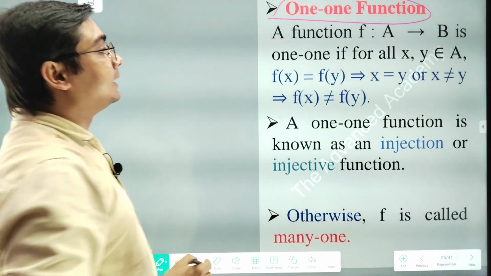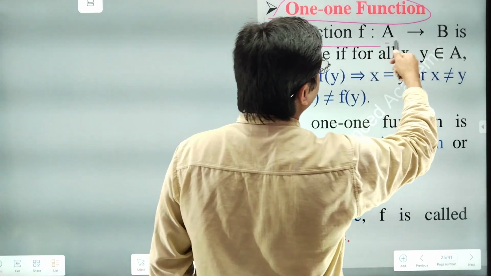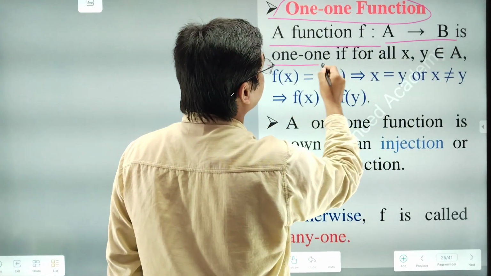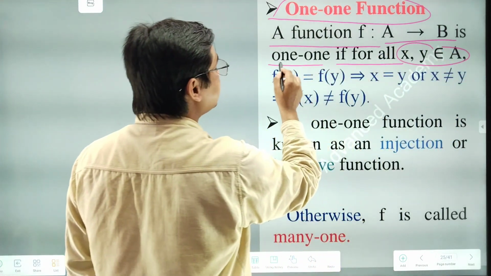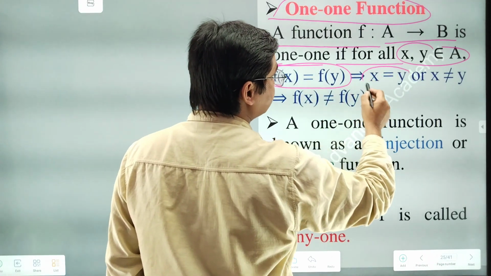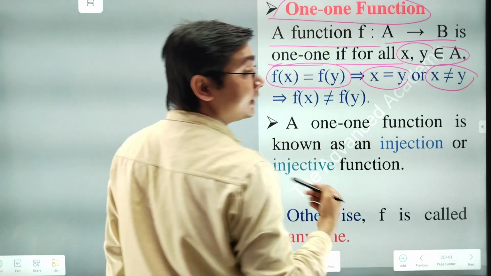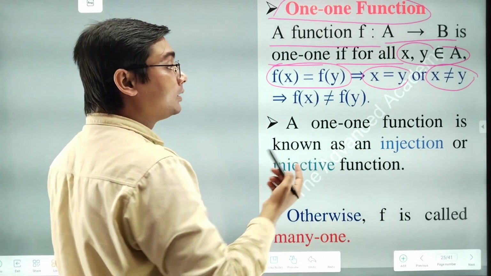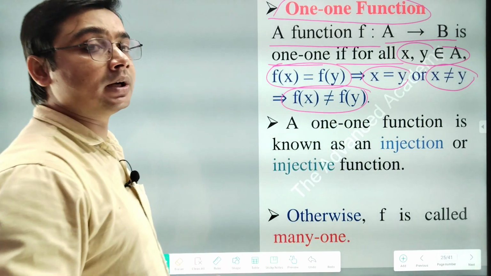A function f from A to B is one-one if for all x, y belonging to A, f of x equal to f of y implies x is equal to y, or if x and y are not equal, this implies f of x is not equal to f of y.